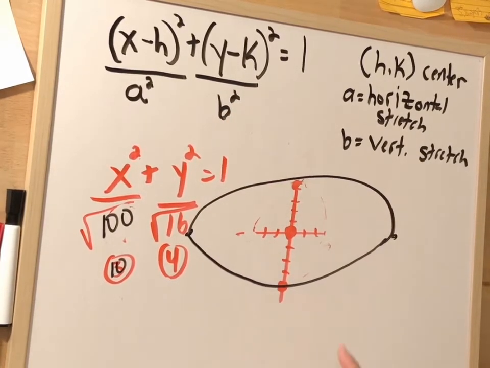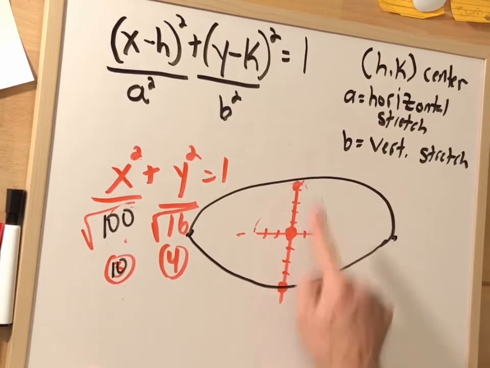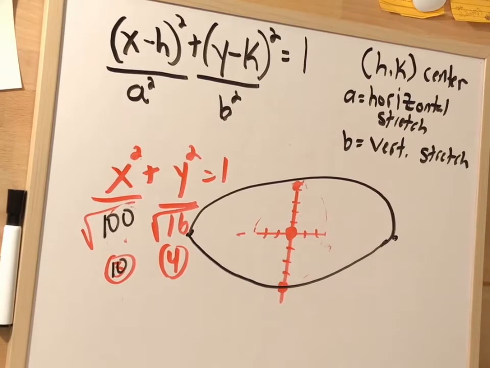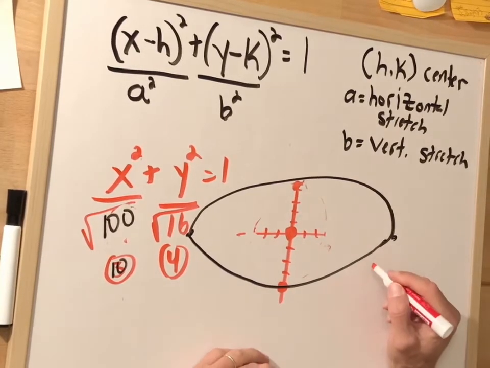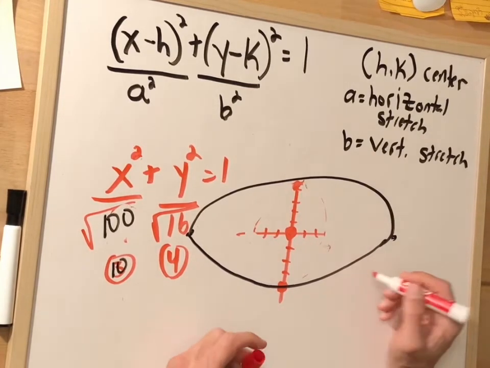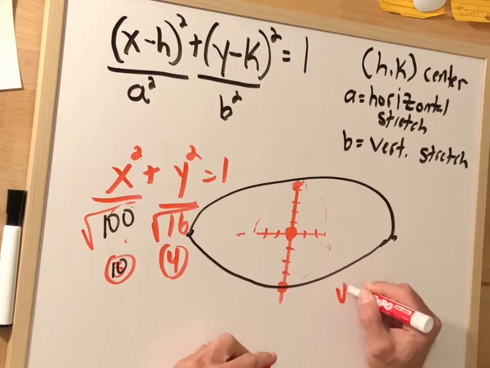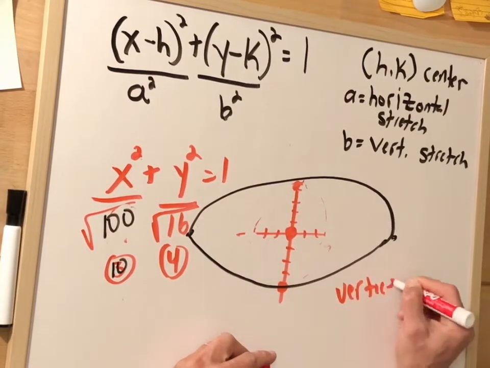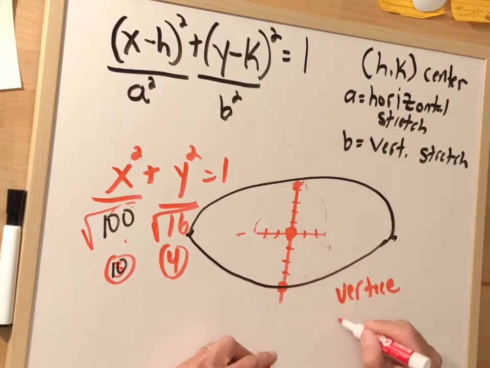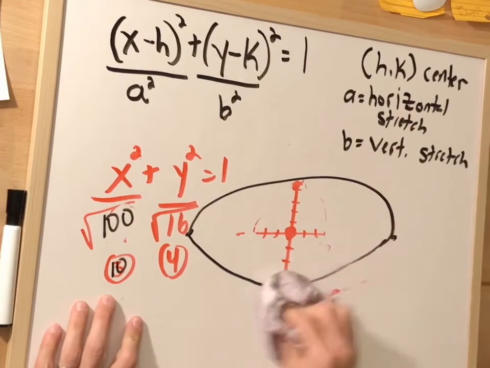This is called a major radius. This is called a minor radius. But for the sake of this lesson, I think the book and the way state standards want me to teach you, your major radius is called your vertice. And your minor radius is called your covertice.